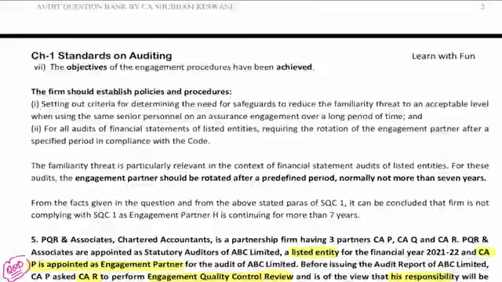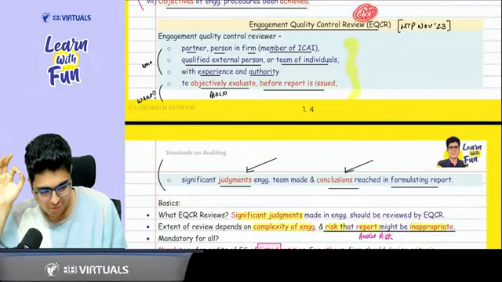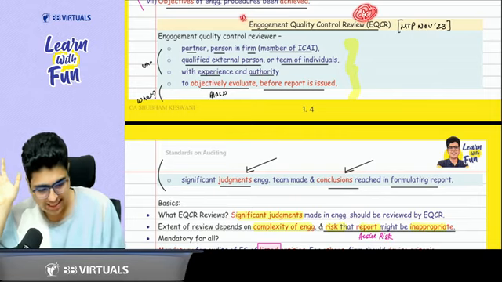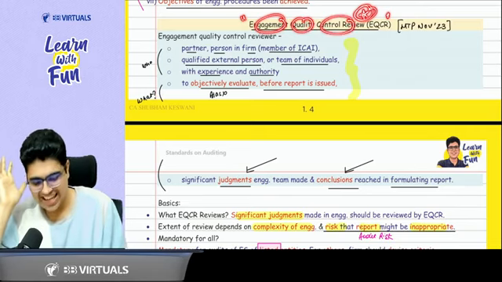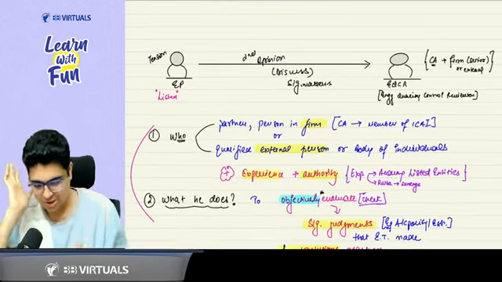Easy, easy, sir. Now let's start with the most important topic of your SQC-1 SA 220, that is EQCR. That means Engagement Quality Control Review. What is the concept, how do things work? Everyone please focus on the board.